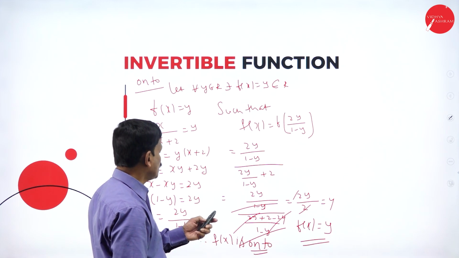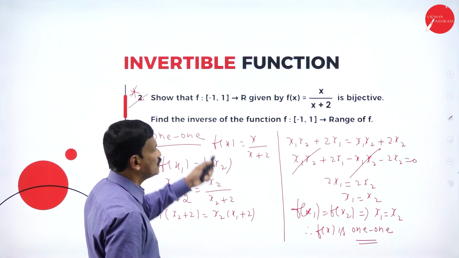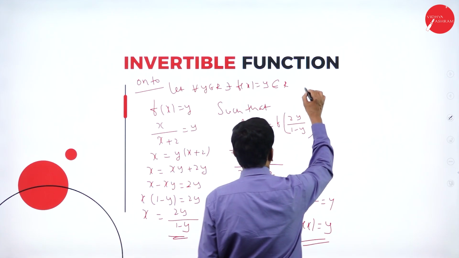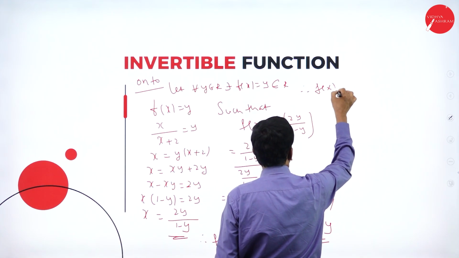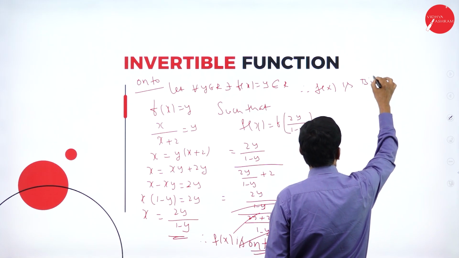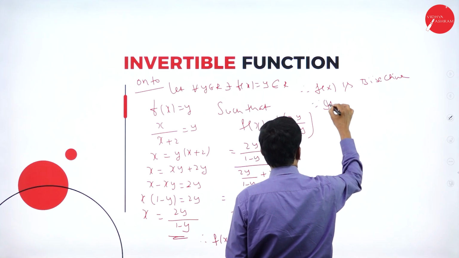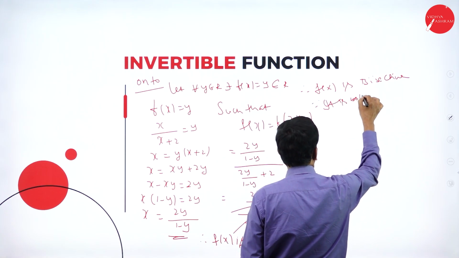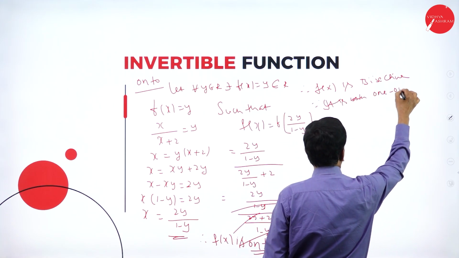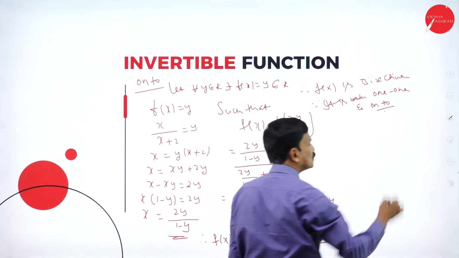So, what is to verify here? Show that it is bijective. Find the inverse. Therefore, f(x) is bijective, because it is both one-one and onto. One-one and onto. Right.